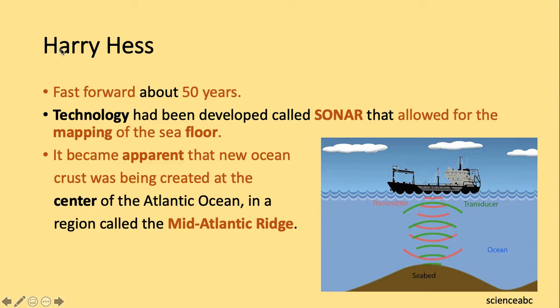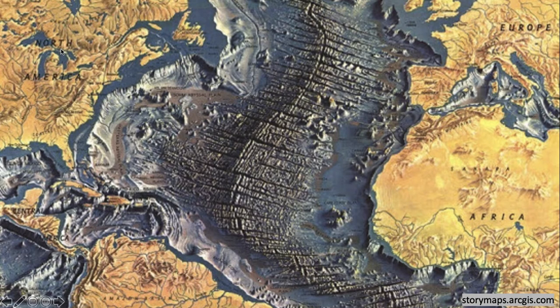Fast forward about 50 years, and there's another scientist you need to know about. His name is Harry Hess. Technology had been developed called sonar, and sonar allowed for the mapping of the seafloor. It became apparent that new ocean crust was being created at the center of the Atlantic Ocean in a region called the Mid-Atlantic Ridge. Here's a picture of the Mid-Atlantic Ridge, and in fact, there are many ridges like this along the planet, crisscrossing the Earth like the seams on a baseball. And that's where new ocean crust is created.